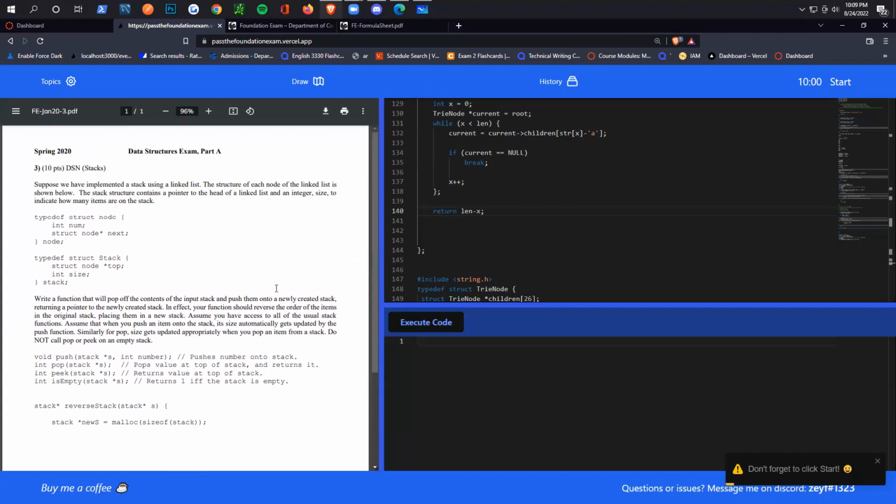So suppose we have a stack implemented in a linked list. The stack structure contains a pointer to the header linked list to indicate how many items are on it. It's a stack. Write a function that will pop the contents and push them onto a newly created stack, returning a pointer to the newly created stack. Now, in effect, your function should reverse the order of items in the original stack, and place them on a new stack. So you have access to all the usual stack functions.